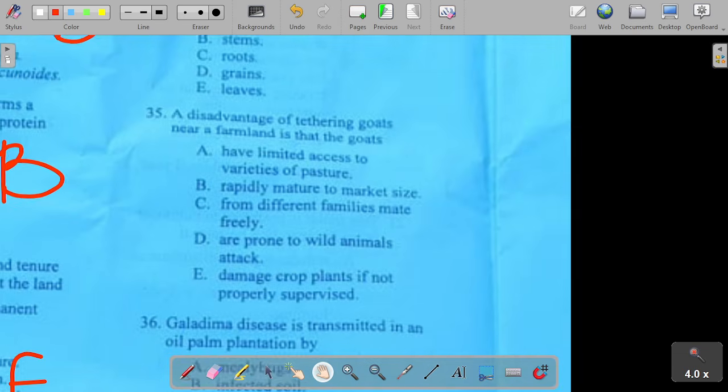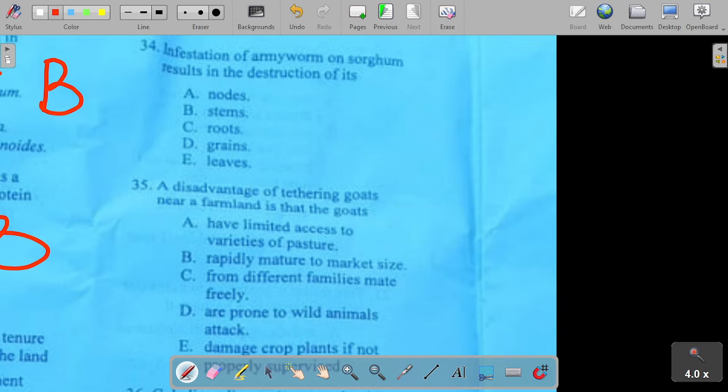Look at 34. Infestation of armyworm on soybean results in the destruction of nodes, stems, root, leaves. Answer is leaves.